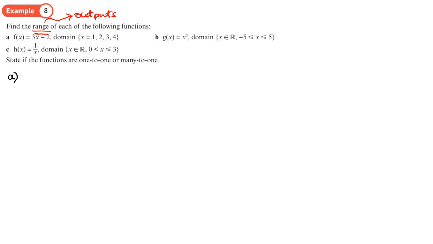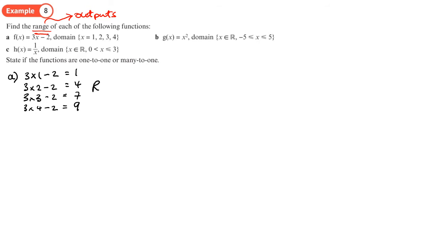So in the first one, our domain, the numbers that we're putting in are 1, 2, 3, and 4. So let's put those numbers in and work out what output numbers you get. So 3 times 1 minus 2, 3 times 2 minus 2, 3 times 3 minus 2, 3 times 4 minus 2. So I get 1, 4, 7, and 10. So that's my output numbers.